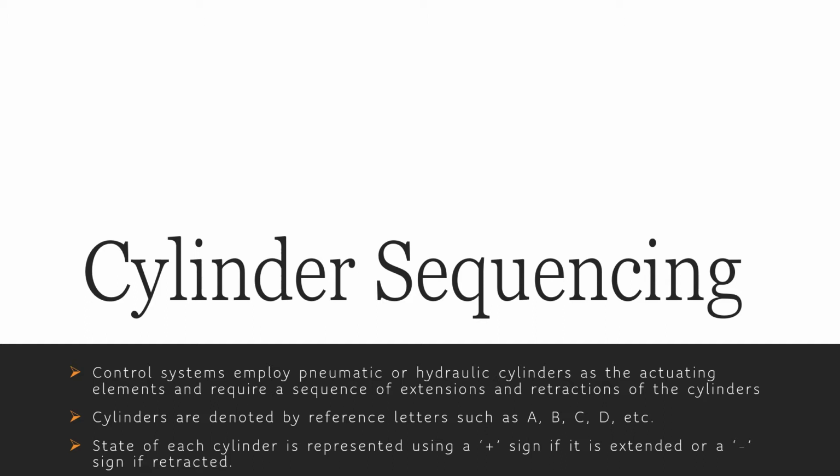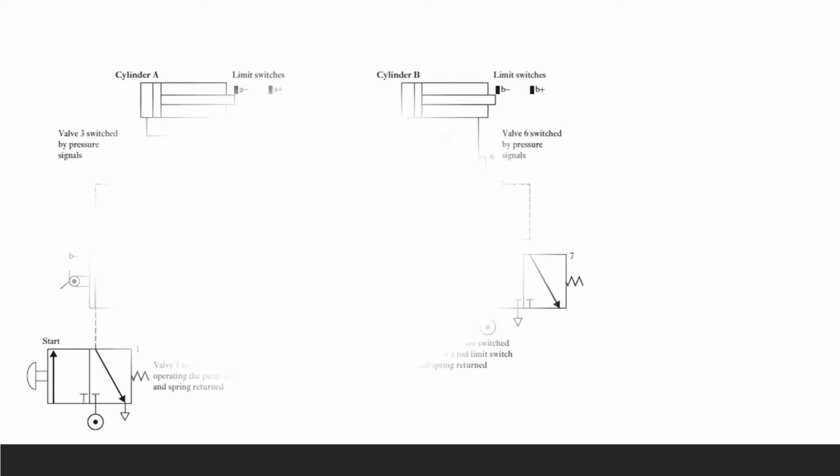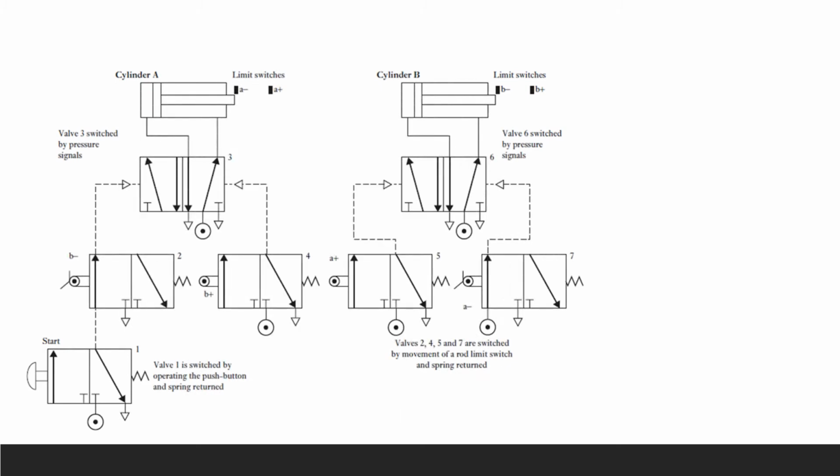Now let us consider the sequencing of two cylinders which have to be extended and retracted in a particular order, and represent this sequence using the symbols which we studied earlier. Now let us consider the operation of two cylinders in a required sequence and the representation using the valve symbols and diagrams.